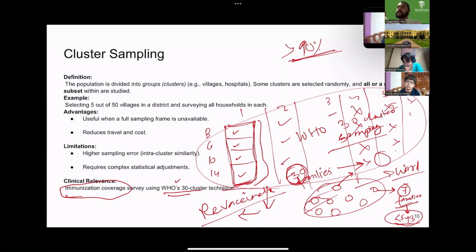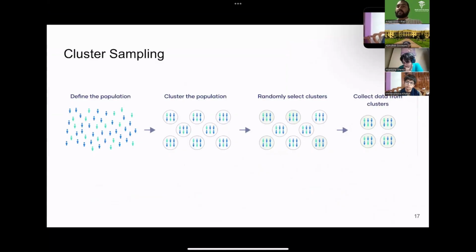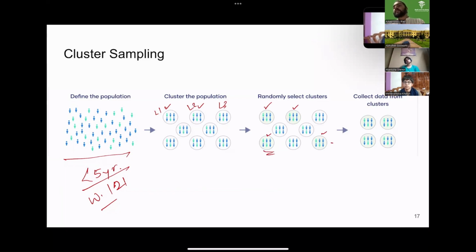Hence, you select clusters and you study those clusters individually, right? So you will define the population, the less than 5-year population in ward number, let's say 121. Then you cluster the population, let's say 1 in locality 1, 1 in locality 2, and 1 in locality 3, and then randomly select the clusters. When you have selected the clusters, you will study the entire cluster and find out whatever your research question is, right? So cluster sampling is clear.